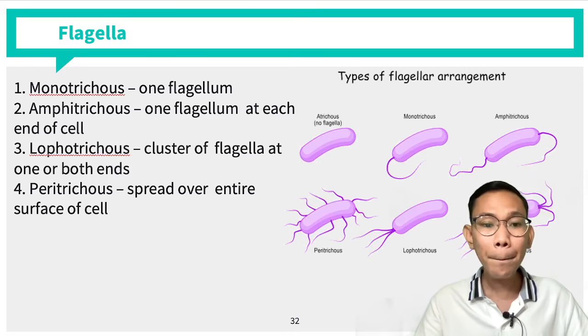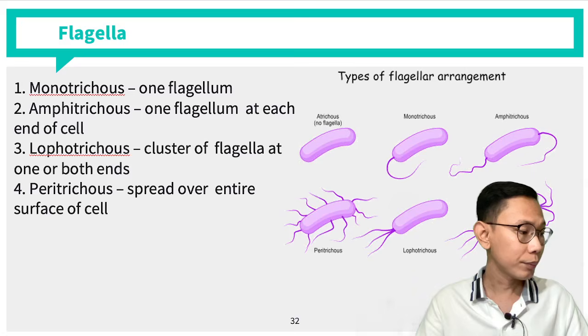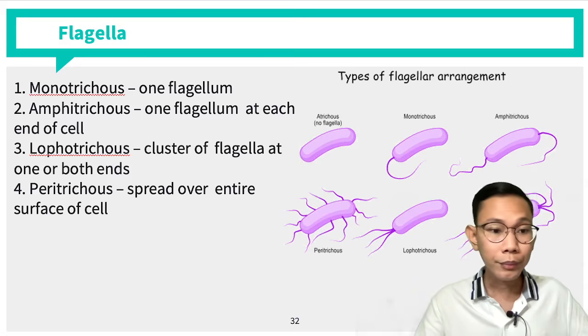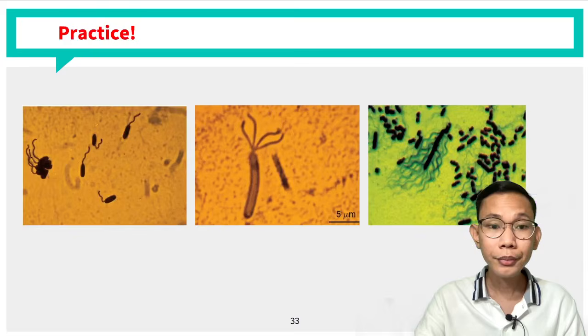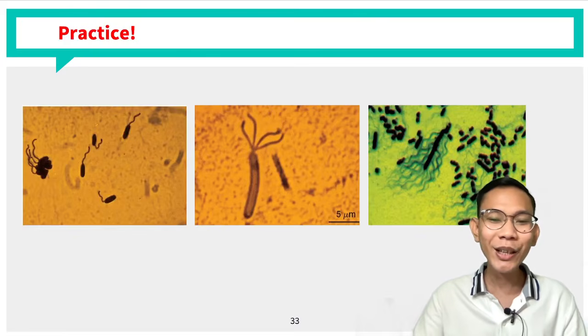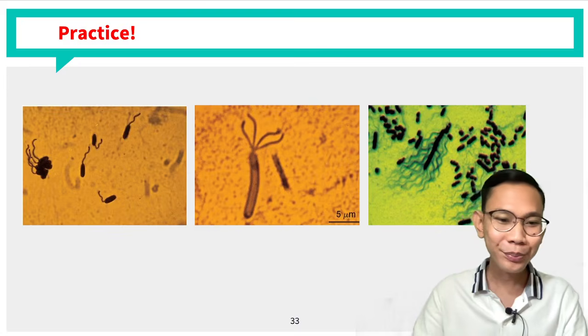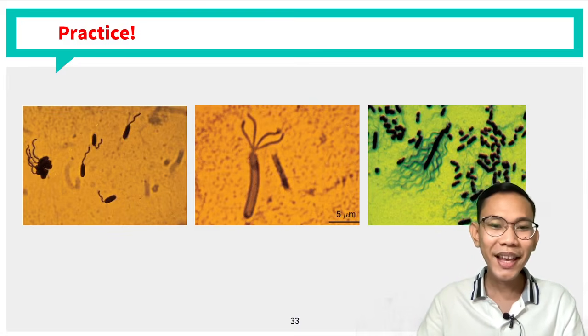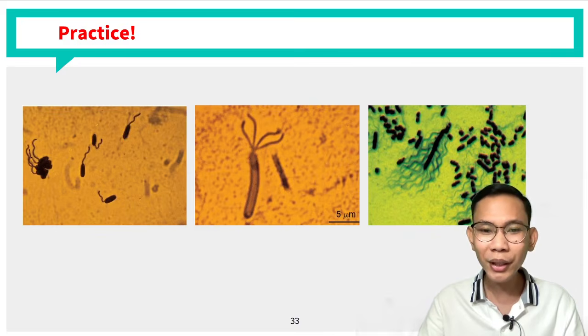Then we have your peritrichous. It's spread over the entire surface of your cell. So let's have a practice. Kindly identify. What's this? So again, we have already an example of this. This is your Pseudomonas. And we have one flagellum at one end pole. Is this monotrichous, lophotrichous, peritrichous, atrichous? This is monotrichous. Very good.